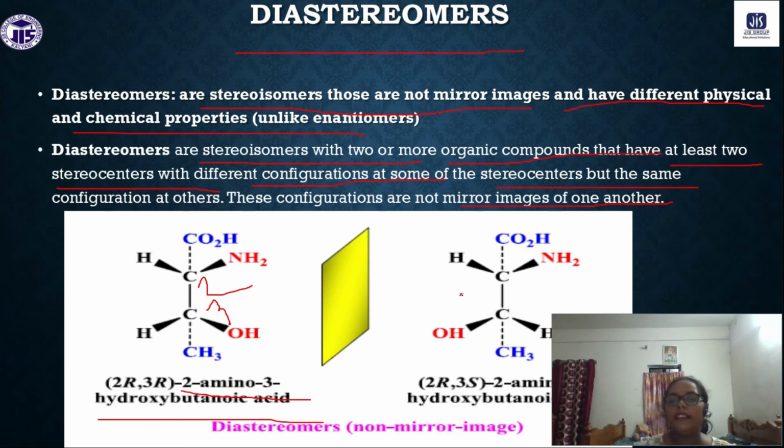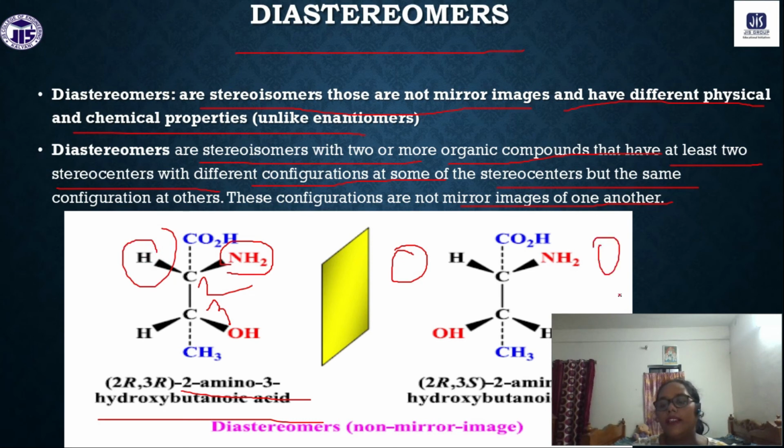Okay, you can see. If we have the NH2 group here, then here also we should have the NH2 group, right, at this side. If we have the hydrogen at this side, here we have the hydrogen side. But that is not the mirror image of this molecule. So these are called diastereomers.